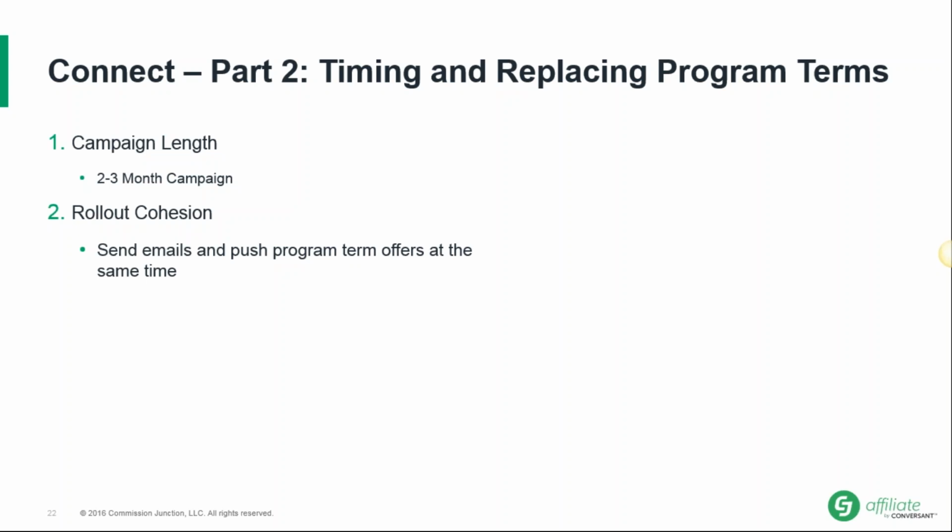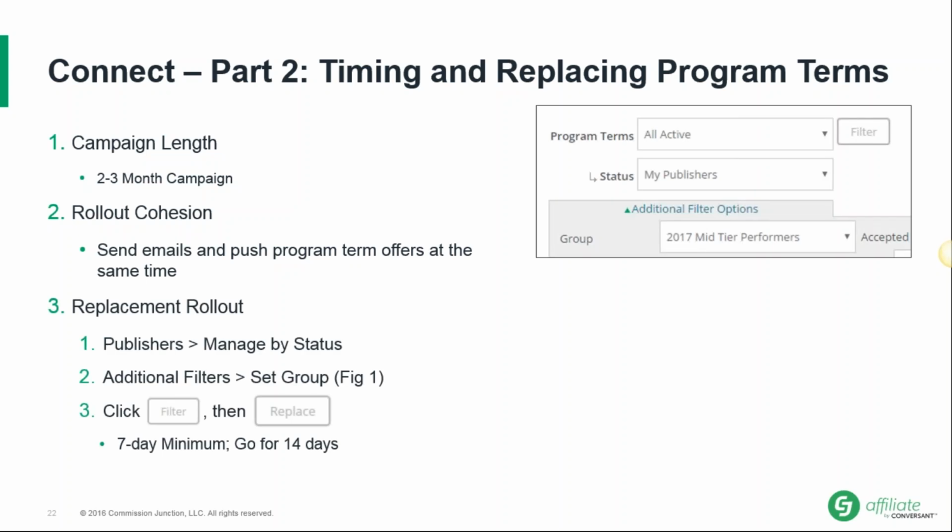Now to roll out PIs, if you're using them, you're going to be replacing these publishers' current program terms. So to do so, you're going to go to the Manage by Status page in the Publishers area, use the Additional Filter Options button to choose your group, hit Filter to get your list, and then click Replace to pull up the program term offering window.